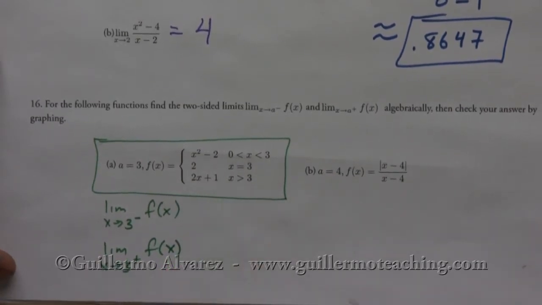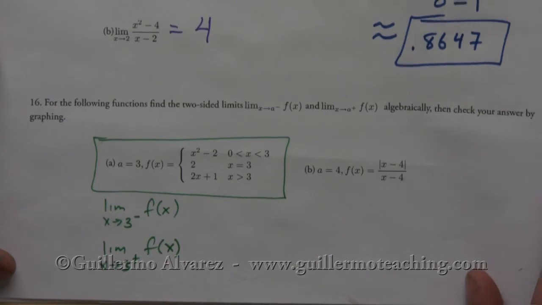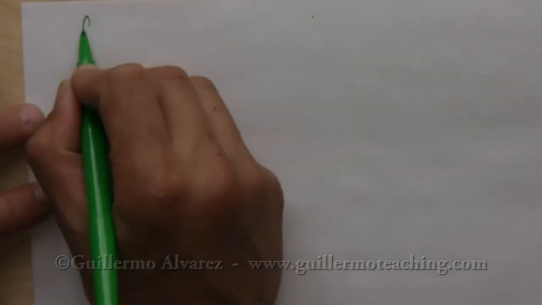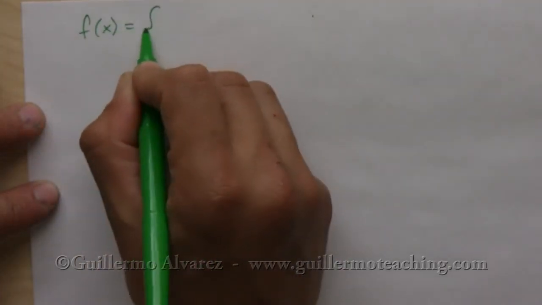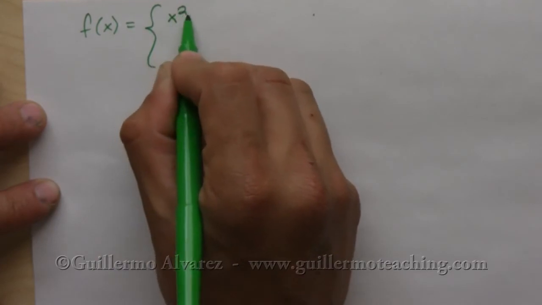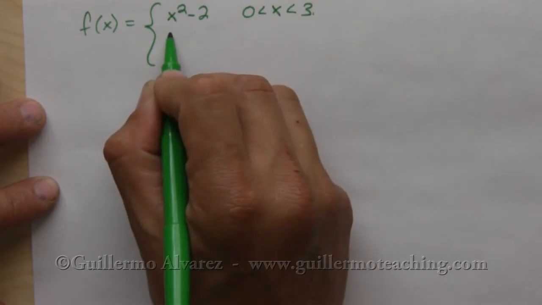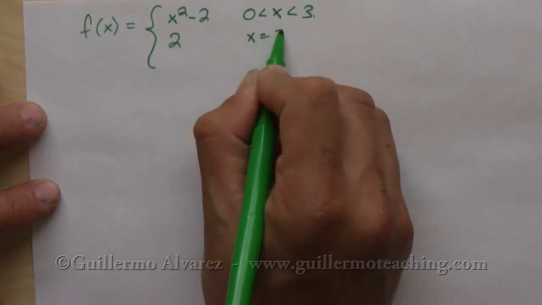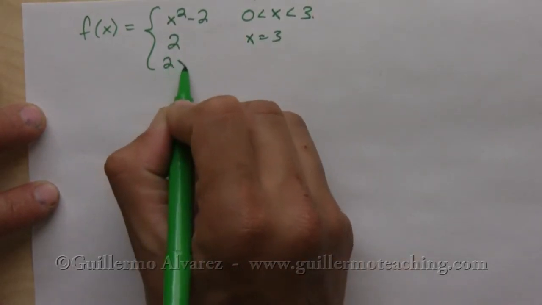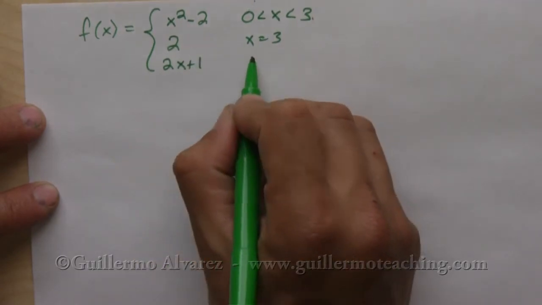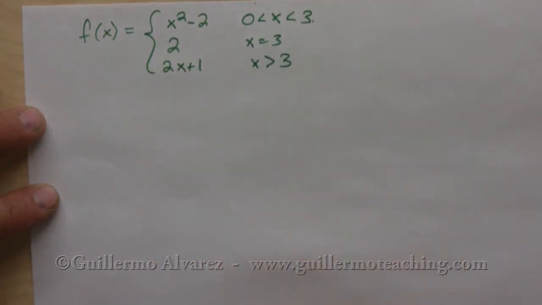Okay, now we're going to do this algebraically first. So let's write this down here on this piece of paper. So we have f of x is equal to x squared minus 2 from 0 to 3, 2 when x is equal to 3, and 2x plus 1 when x is greater than 3.